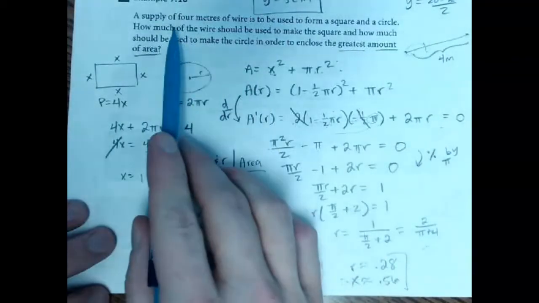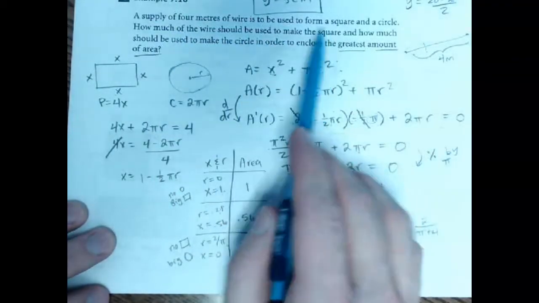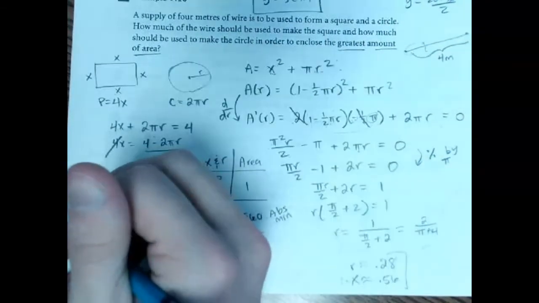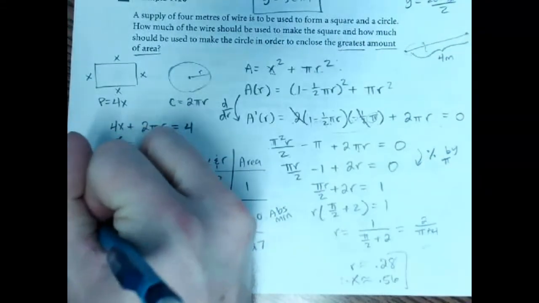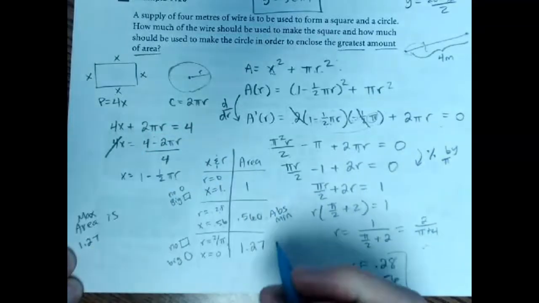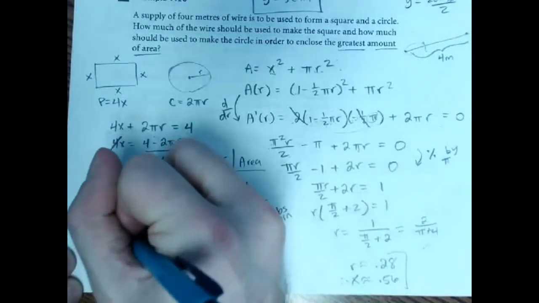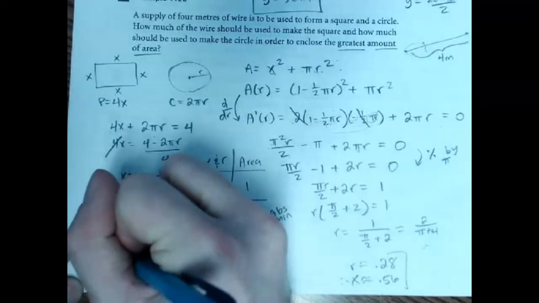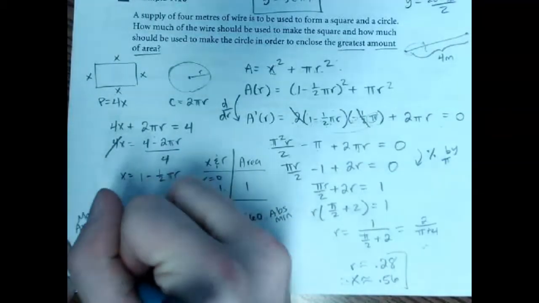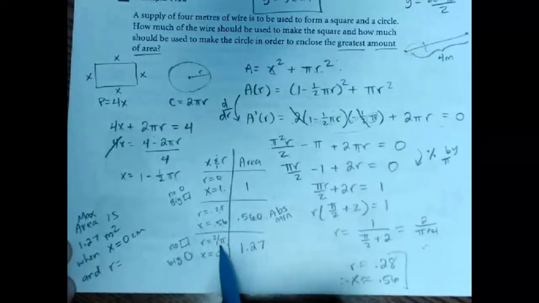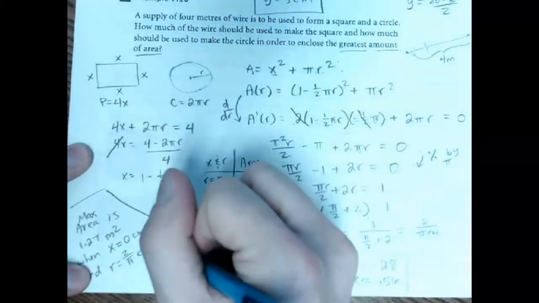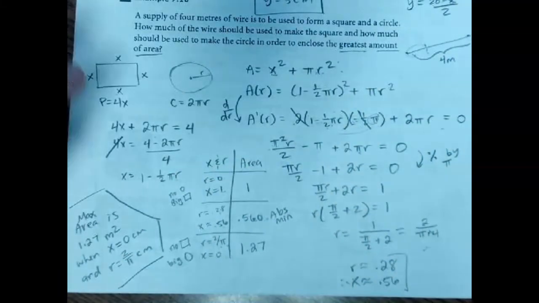Remember, it says how much wire should be used to make the square and how much should be used to make the circle in order to enclose the greatest amount of area. So we could say the max area is 1.27. Are there units? Yep. Meter squared when x equals 0. That means there's no square. And r equals this value, 2 over pi. That's how you make the biggest accumulated area between the two.